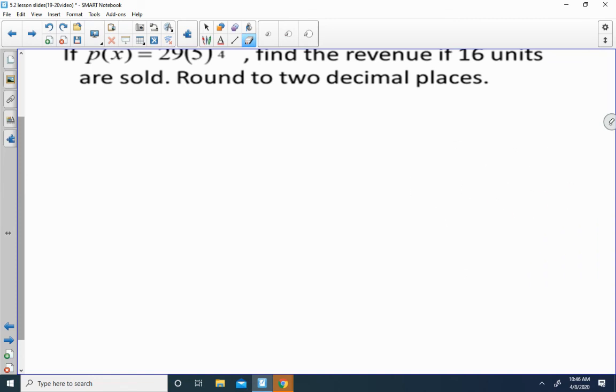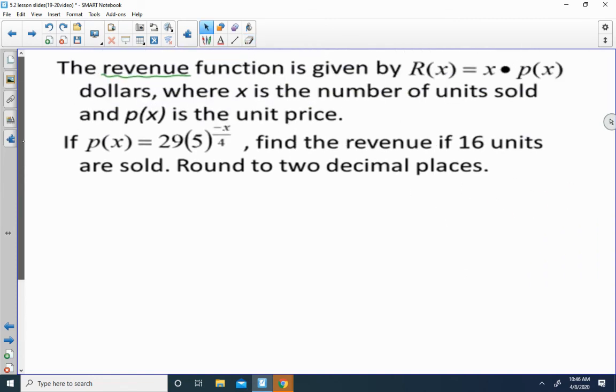Now let's show you a more advanced way to compute revenue. So they give you a revenue function given by x times p(x), where x is the number of units sold, or this is just another word for the product. In this case, we've used cups. So the number of cups sold, and p(x) is the unit price, or the price per cup. And it tells you if p(x) is equal to this formula, find the revenue if 16 units are sold, and then round it to decimal places.